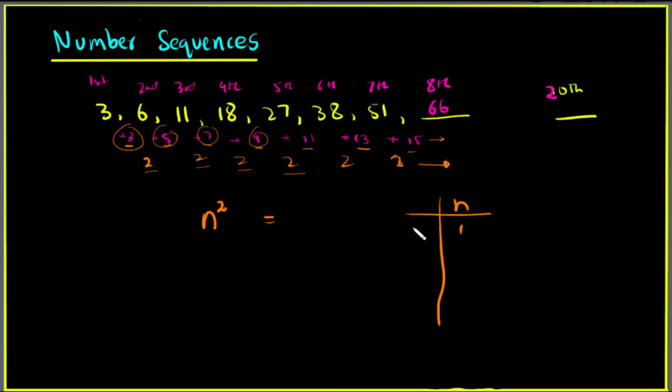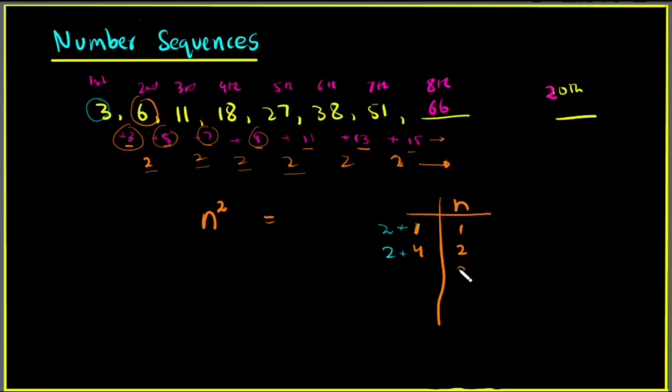In n squared we get 1, right? So we can see that the first term is not 1, it is 3. So all we need to do is add a 2 to it in order to get 3. If we put n equal to 2, we get n squared, that is 2 squared, which is 4. So we get a 4, but the second term is not 4, it is 6. So we can see that we need to add a 2 into it again in order to get that.